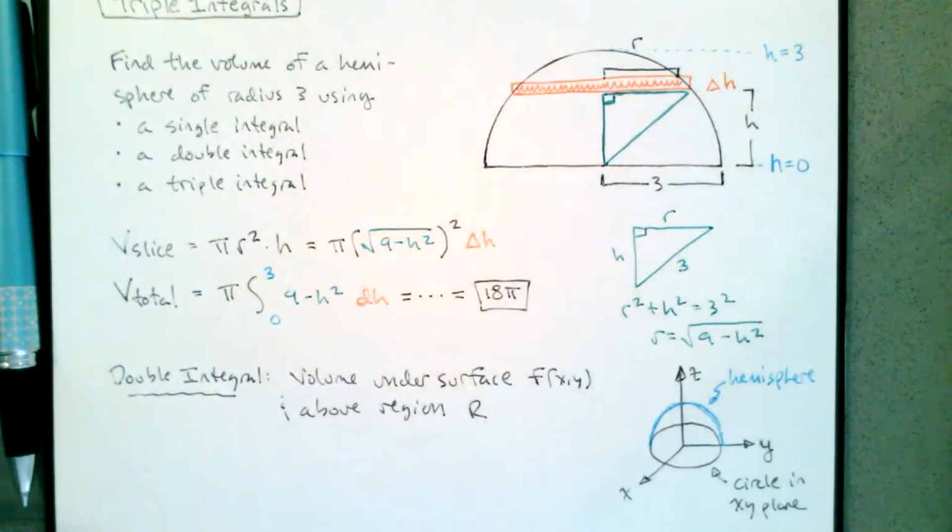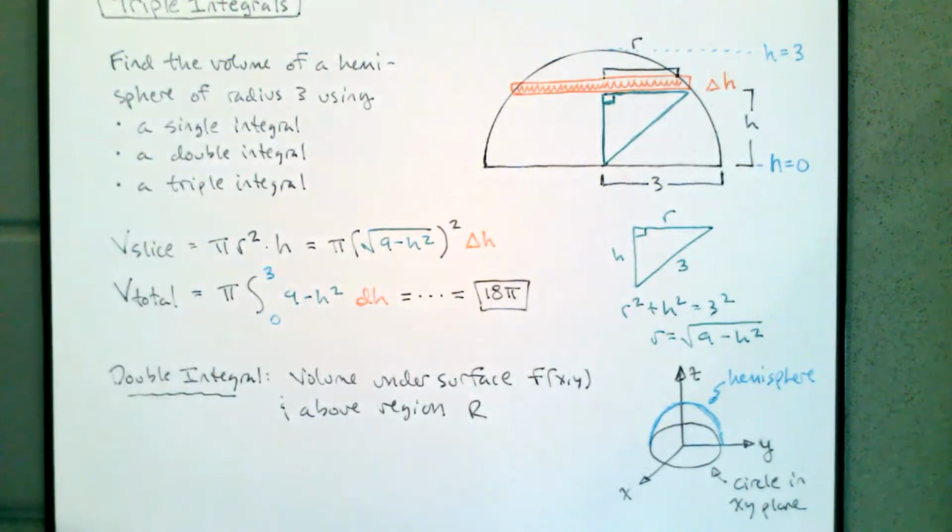So what we're going to do is integrate the function. We're going to write z as a function of x and y, and then we're going to integrate that over the region R, which is just going to be a circle of radius 3 in the xy plane.